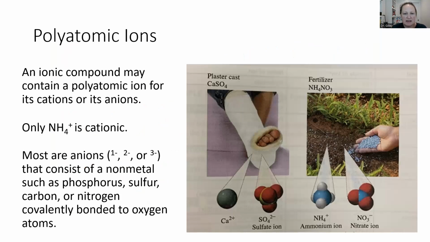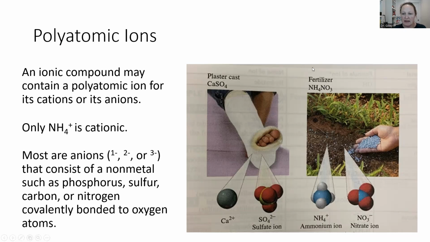So here are some examples of ionic compounds that contain polyatomic ions. For example, calcium sulfate. SO4 2 minus is a polyatomic ion called sulfate, and it is used to make plaster casts. You can see here there's a sulfur, which is colored yellow in the center, with 4 oxygens around it. And overall, this entire thing has a -2 charge.